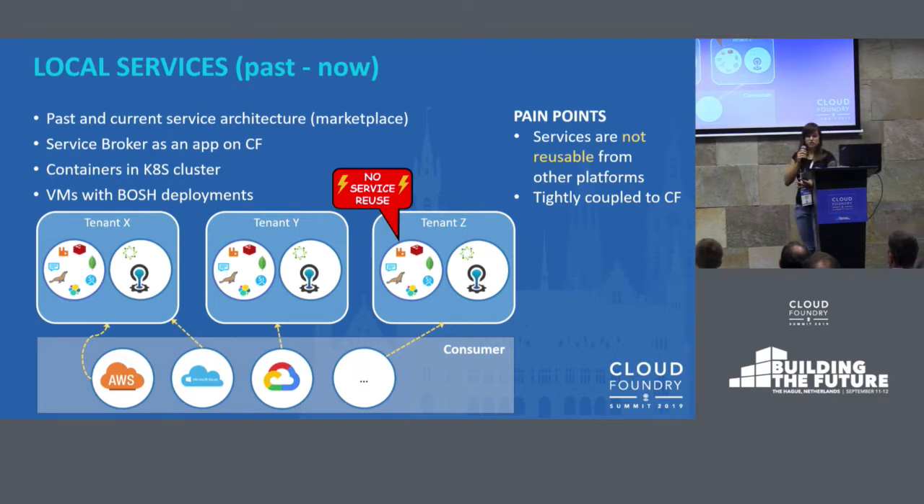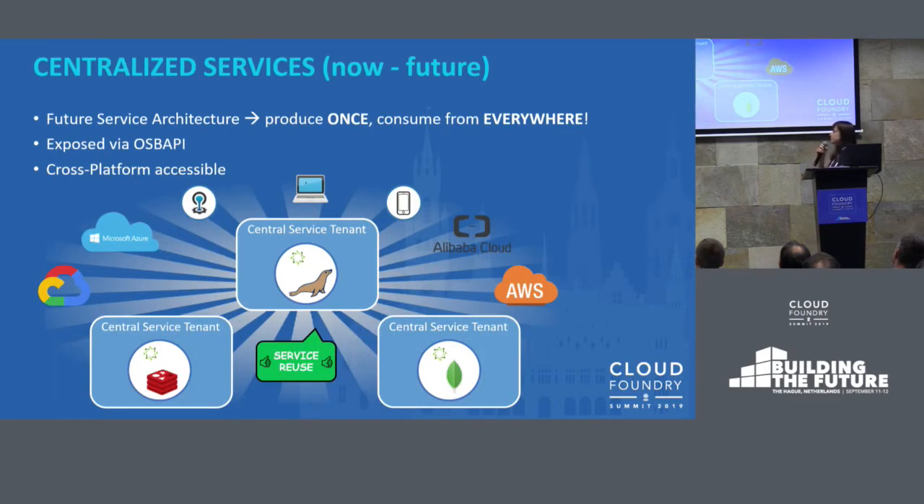We have the container-based services, which are deployed within Kubernetes, and also the BOSH-based services, which are deployed as VMs. As you can see, this setup is still currently in use, but it brings a few pain points. For example, we produce the services many times, but we can't consume them from everywhere. So they are tightly coupled to the CF. And to overcome these pain points, we came up with the idea of centralized services. That means we produce the service once and can consume them from everywhere.